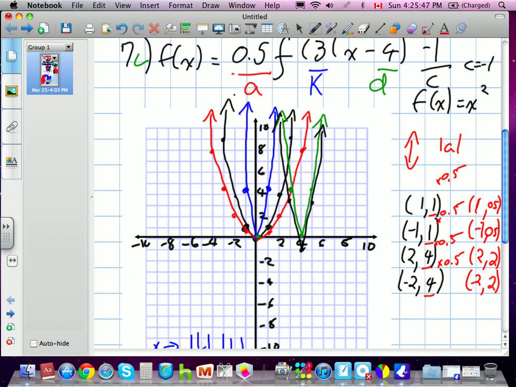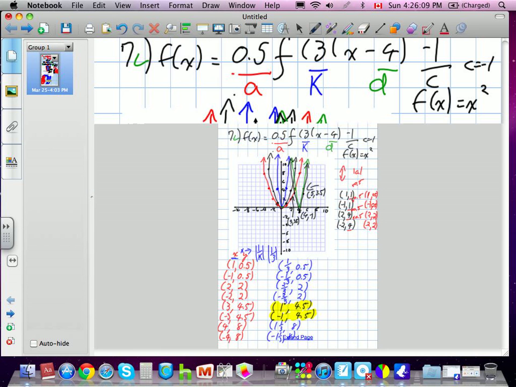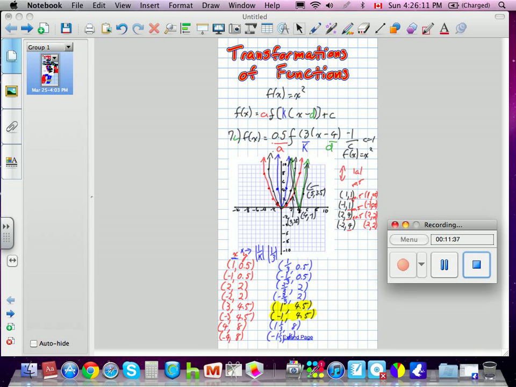Now I know there's a lot going on in this page, but our black one is our final one there. And it has a coordinate here of 4 and negative 1. It has another coordinate here of 5 and 3.5. And that other coordinate there was 3 and 3.5. Okay, way up there. So there's a lot of different translations that can be made to this. Let's take a look at the entire page. Okay, so there's a whole lot we did in order to figure all of those out.